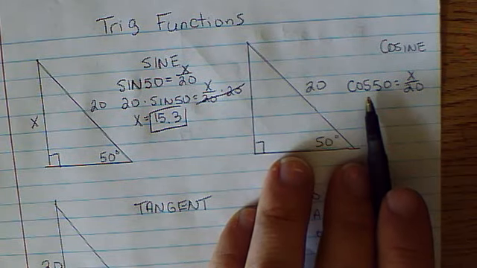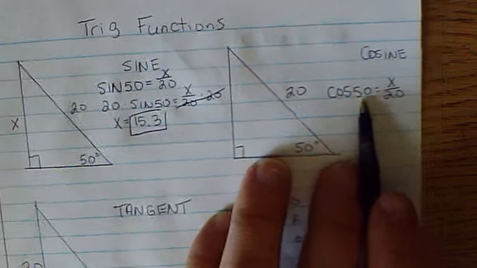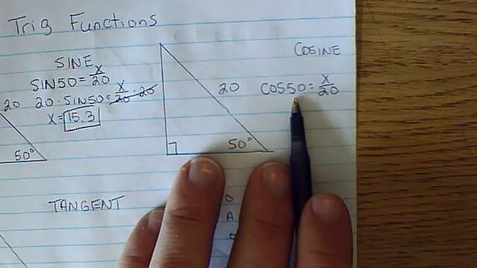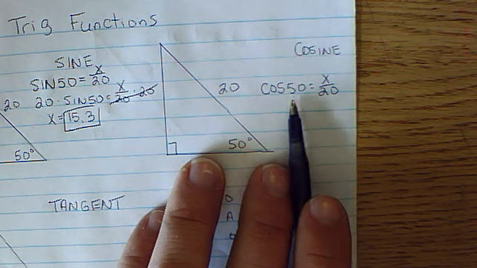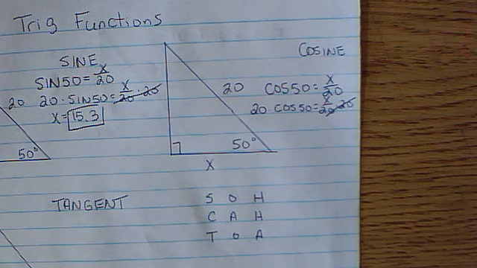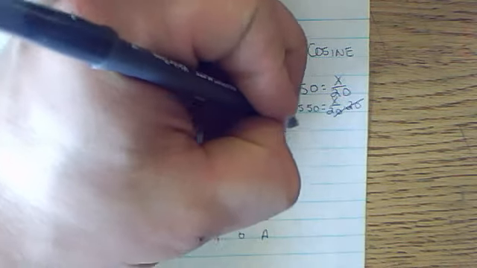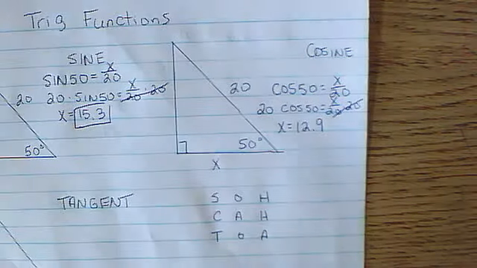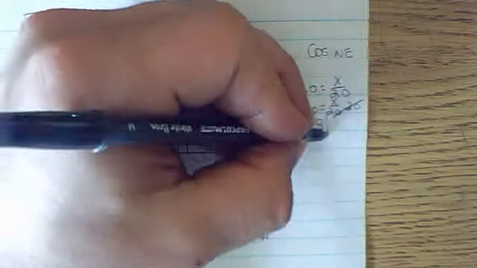I will set it up to where it looks the exact same. Cosine of 50 is equal to x over 20. The only difference is now I'm using cosine. This function will produce a different number when I find the cosine of 50 than if I found the sine of 50. I'll still do the same thing of multiplying both sides by 20 in order to isolate my x value. And if I do 20 times the cosine of 50, rounded to the nearest tenth, my answer will be 12.9. So that will be my value for x.